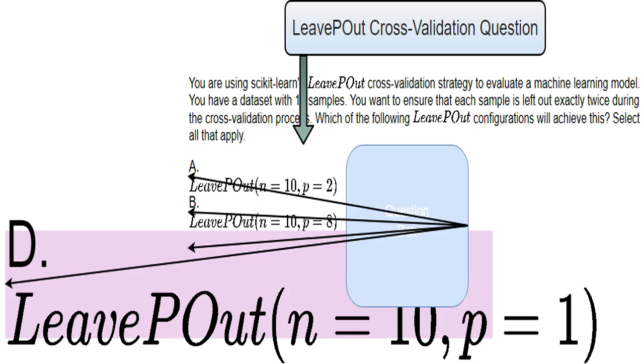The last option involves 10 samples with 1 sample left out each time. We have to check if this satisfies the twice left out requirement.